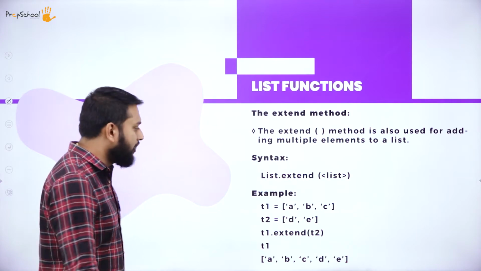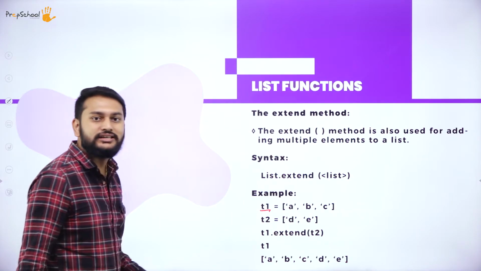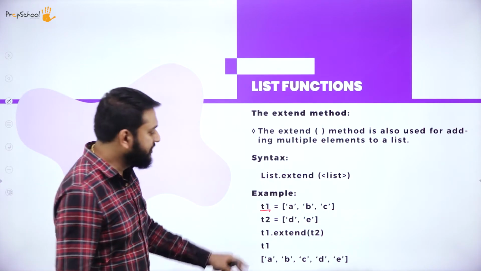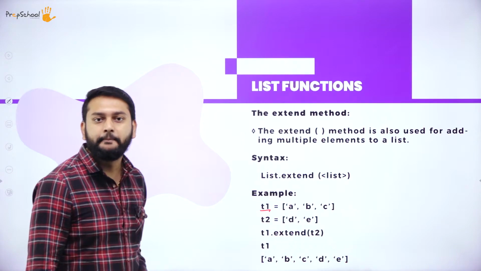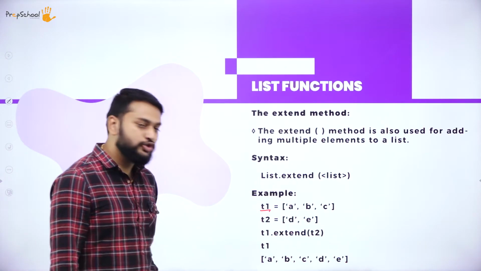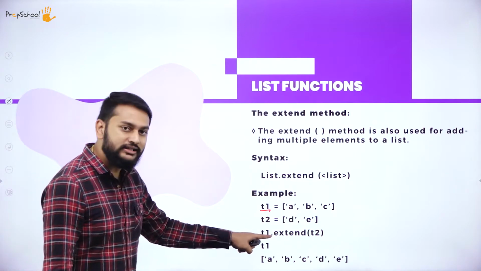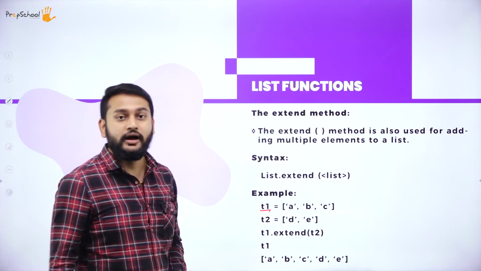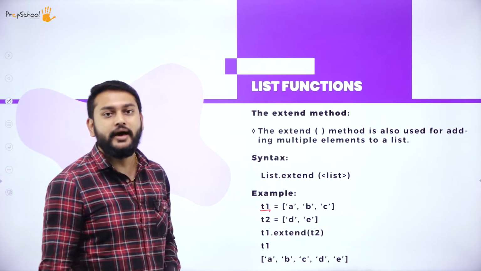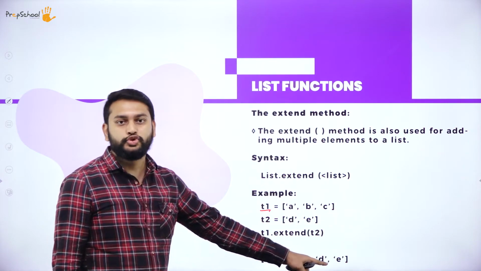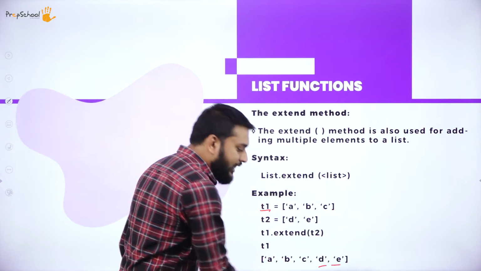Please understand that. Imagine I have T1. This is a list that I have, with three elements: the 3 characters A, B, C in list 1. What is the second one I have? I have T2, in which I have D, E. So what am I performing? T1, that is list 1, dot extend, passing T2 as a parameter. I'm passing the entire list as a parameter. So if I print T1, this will be my output. I have added DE, so I have appended the entire list into this list.